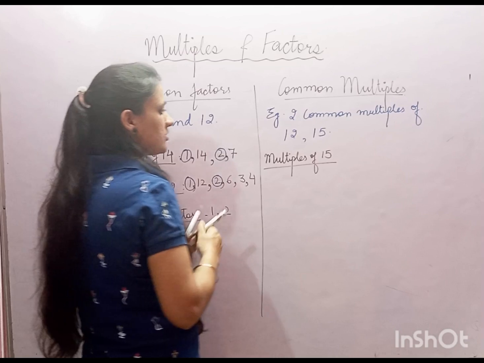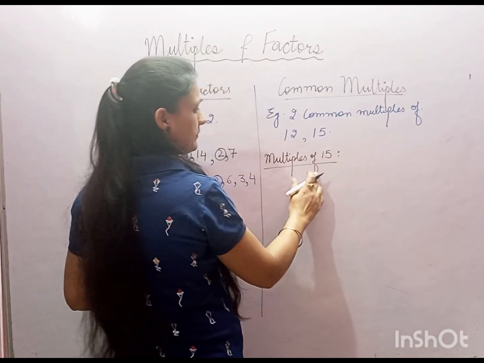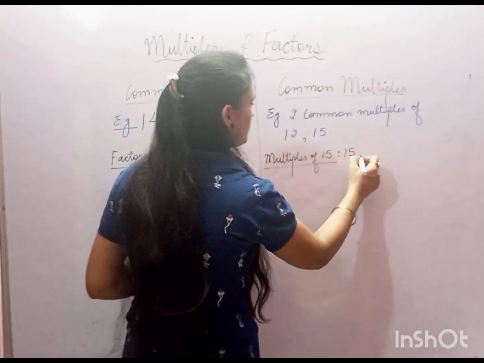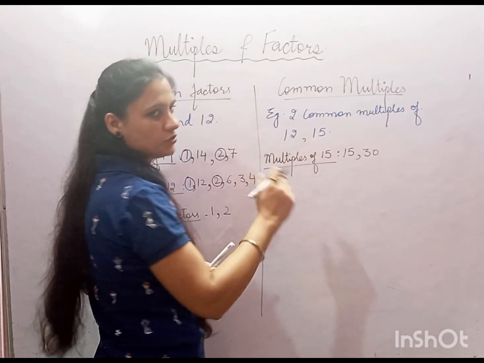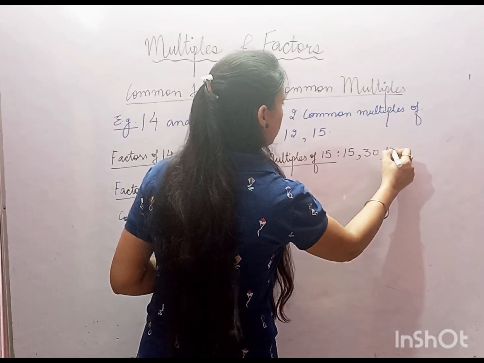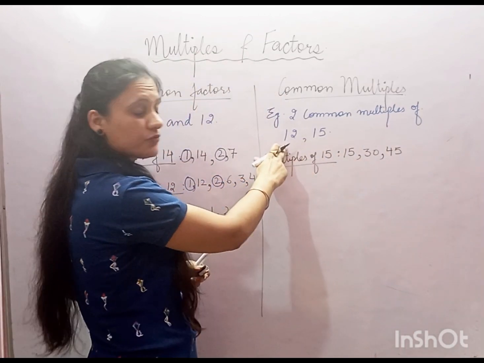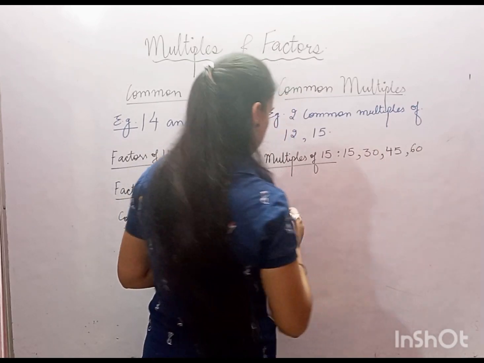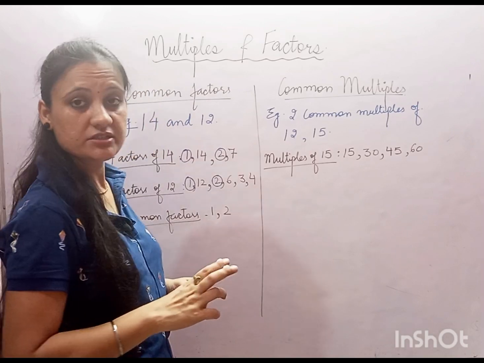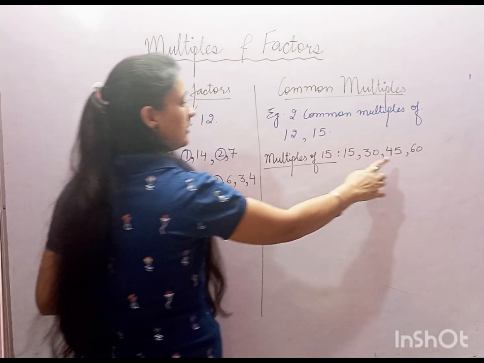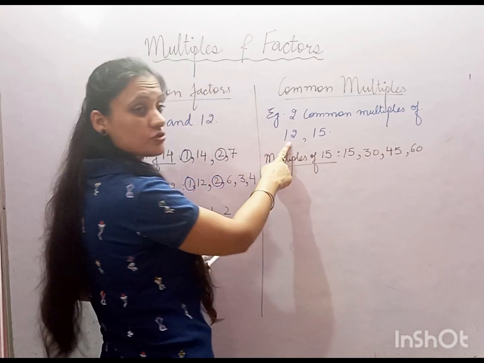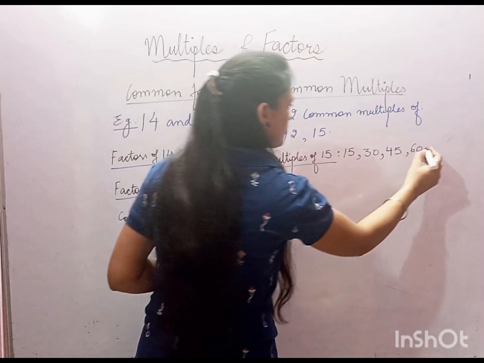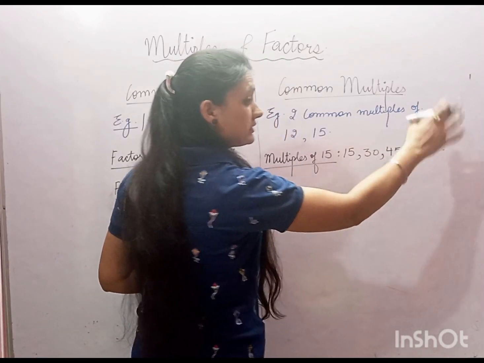How? Let's see. So here, multiples of 15. 15 ones are 15, does it come in the table of 12? No. 2s are 30, comes in the table of 12? No, we have to move further. 3s are 45. Again, it doesn't come in the table of 12. 4s are 60. Right? It comes in the table of 12. Yes. So here 15 4s are 60 and 60 also comes in the table of 12. Means this is our first common multiple. Right? So let us stop here, because multiples are unlimited.